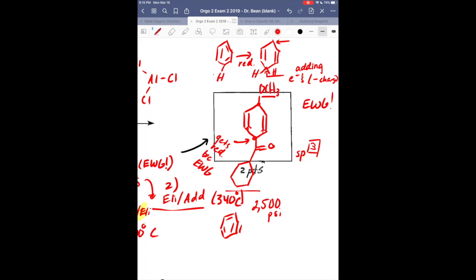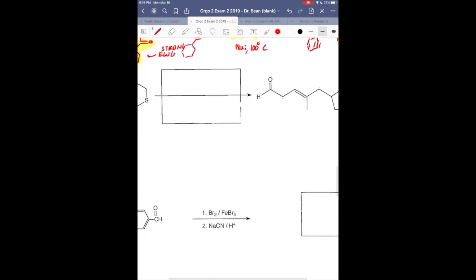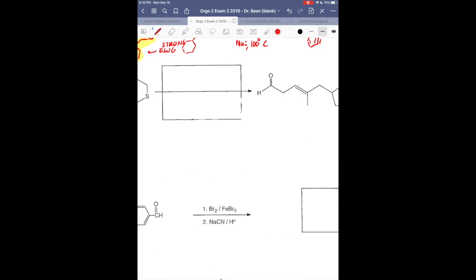If you have to satisfy one guy, right, you can't please everybody. That's the saying. You can't please everybody. So if you have to please only one person, you care about the electron withdrawing group more than you do the donating group. So that's your answer for that one.